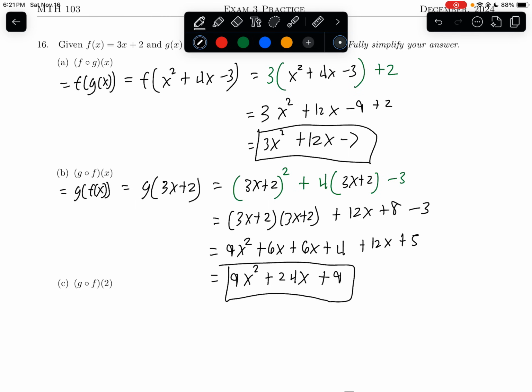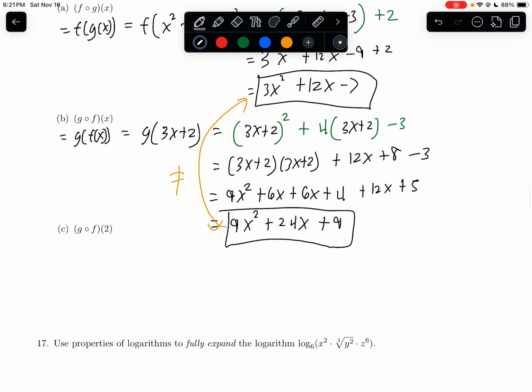So this one's a little bit more work. You have to expand the quadratic out to simplify it. But we can definitely see that these are not equal to each other. And that's okay. In general, they won't be. The point is you have to do the work out to find that.